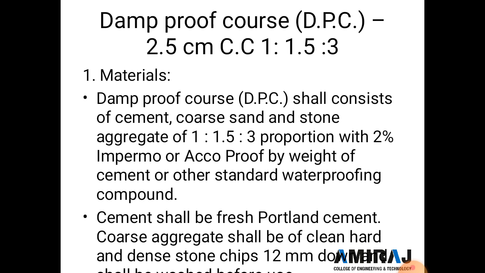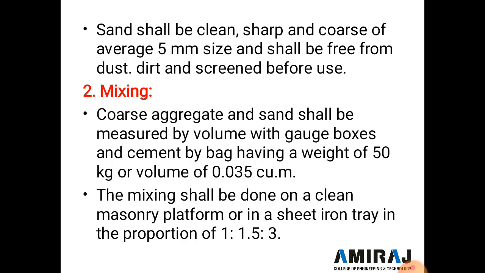So cement shall be fresh Portland cement, and coarse aggregate shall be clean, hard, and dense stone chip. 12 mm is generally used in a DPC, and sand should be clean, sharp, and coarse, of average 5 mm in size, and free from dust, dirt, and screened before using.